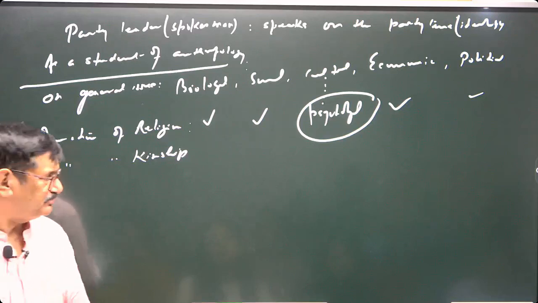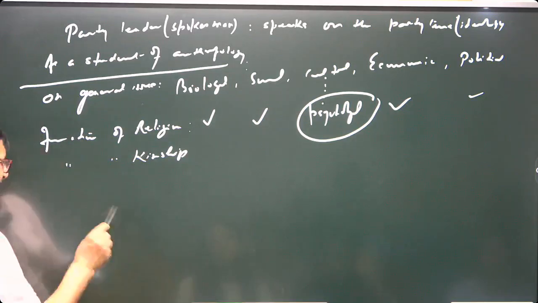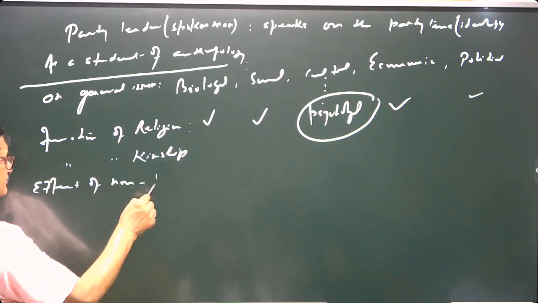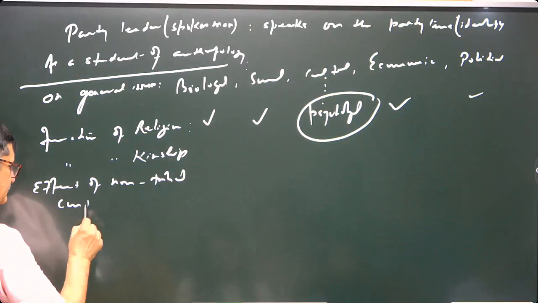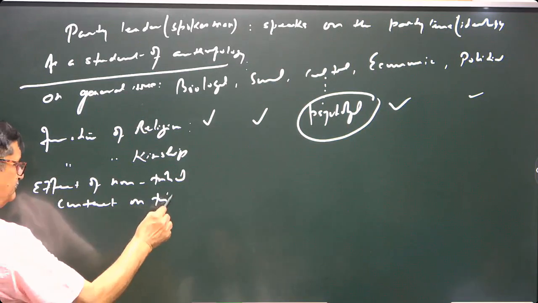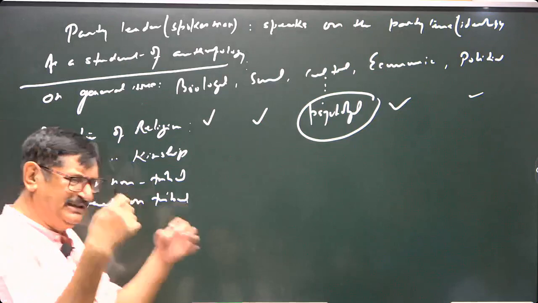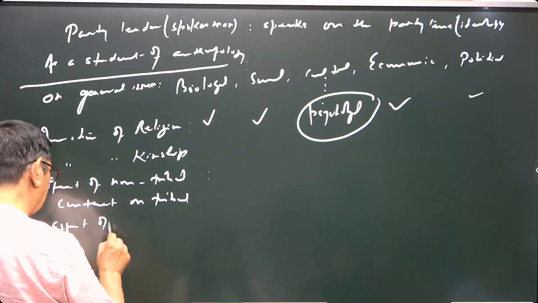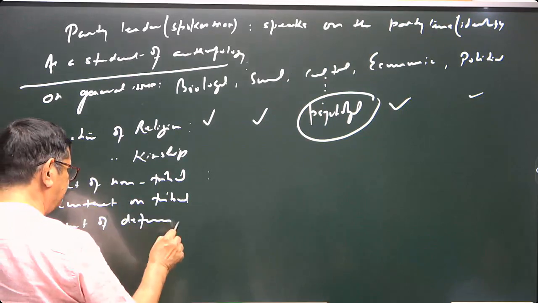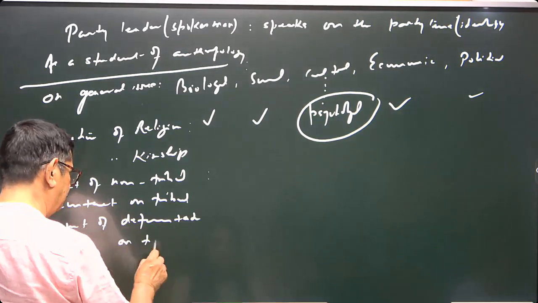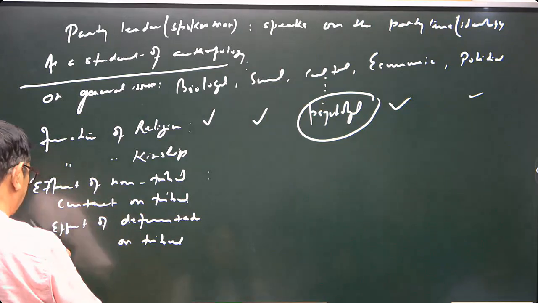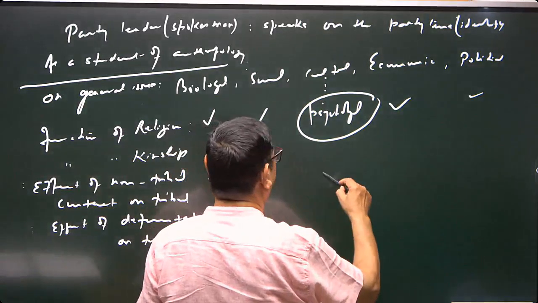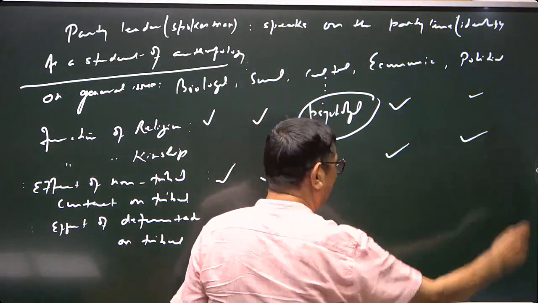Take a more general question. I will show you. This question is very important, and it has also come: the effect of non-tribal contact on tribals, or the effect of deforestation on tribals. Even if you know nothing, in such a general question you can write the biological effect, social effect, cultural effect, economic and political effect.